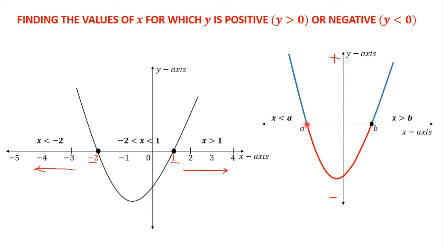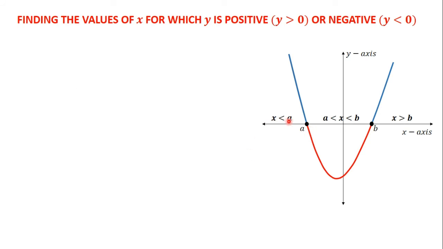Now, the third part will be values of x between a and b. Here we had values of x between -2 and 1. And we are saying that x is greater than -2 and less than 1. Here we are having values of x between a and b. So we have values of x greater than a but less than b. So you can see that using these two x-intercepts, we can divide the x-axis into three different parts. We have values of x less than a, values of x greater than b, and values of x between a and b.